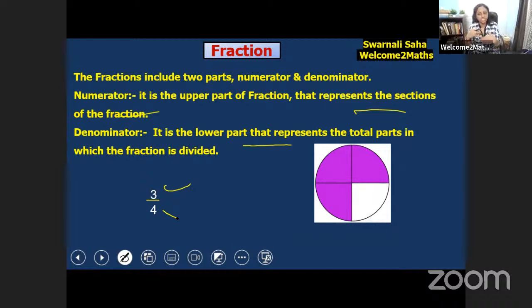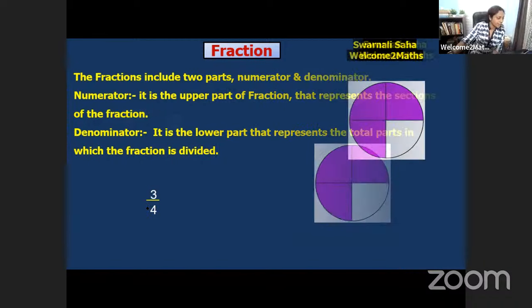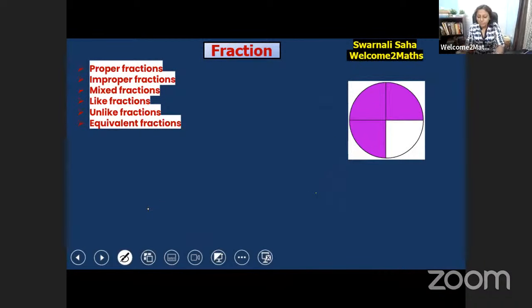ऊपर का पार्ट और नीचे का पार्ट, ठीक है? So 3 is the upper part, that is the numerator, and 4 is the denominator. Got it? So now let's see what are the divisions.